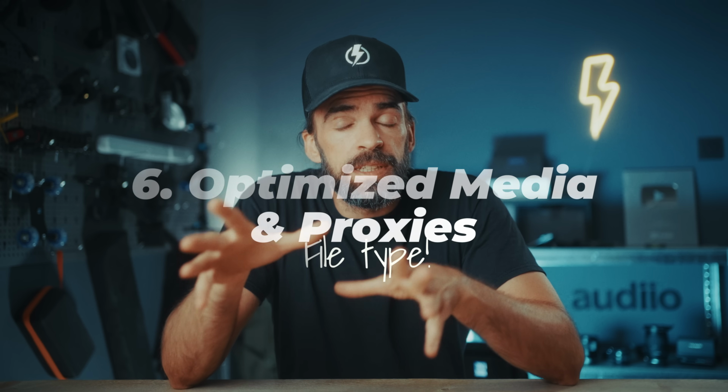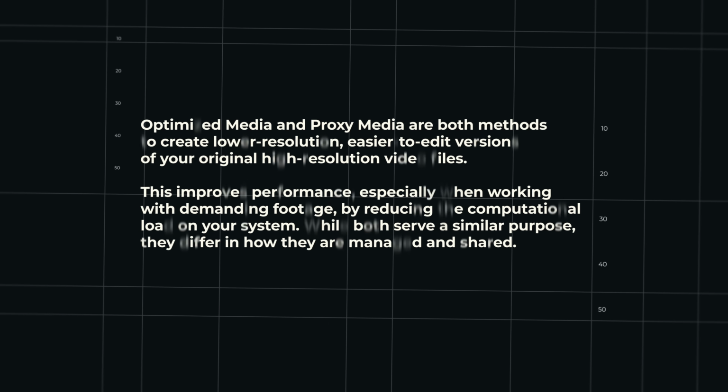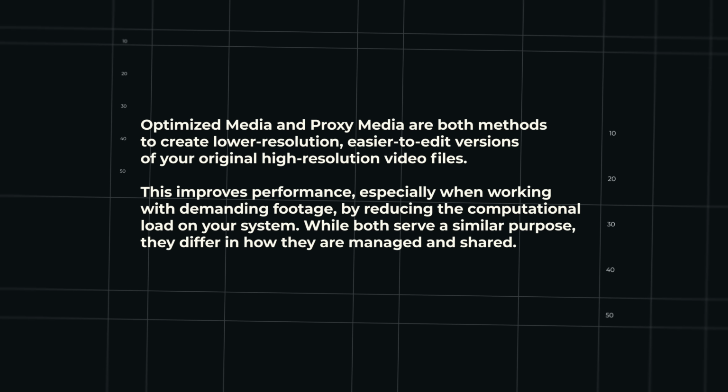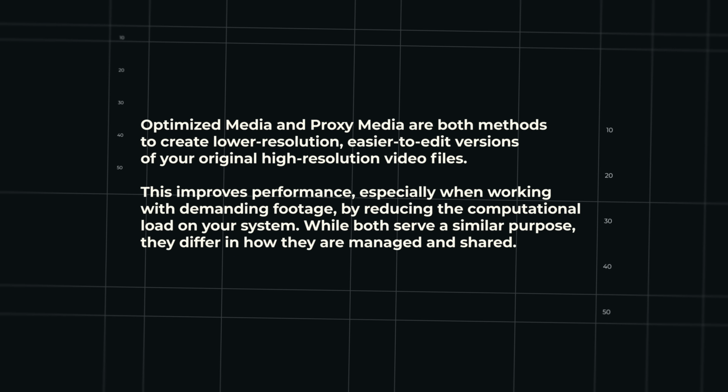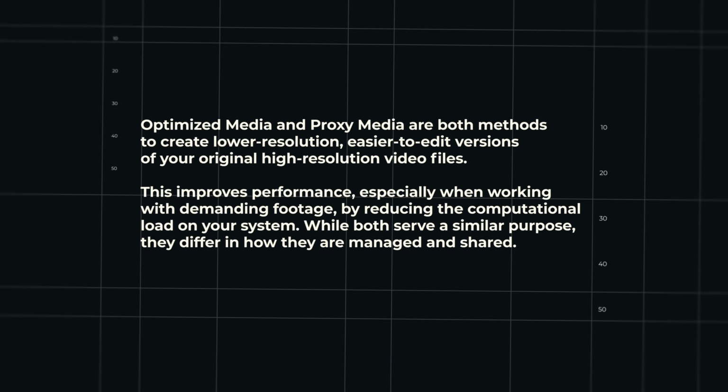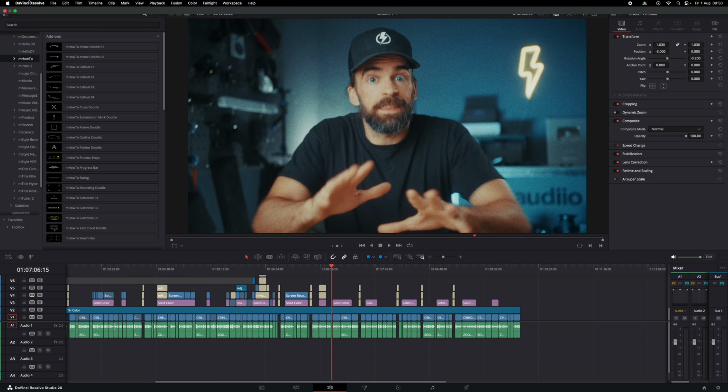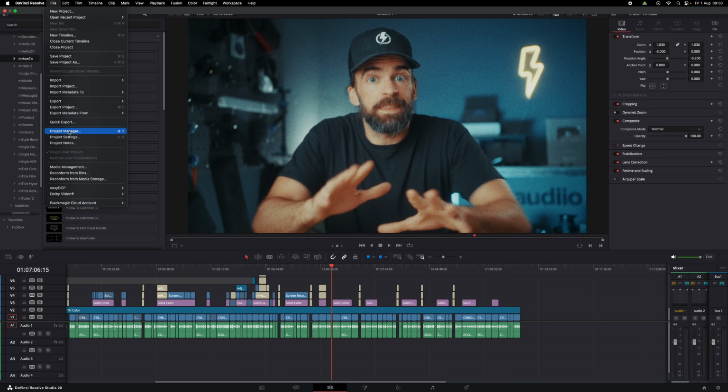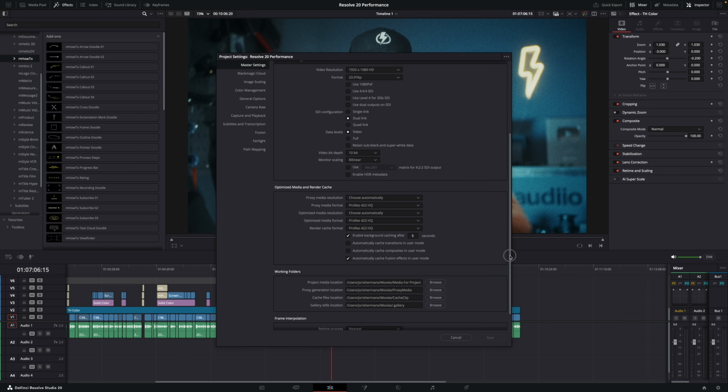And then we have proxies and optimized media. Both of these features are super useful for when your computer is struggling, because they allow you to generate lower resolution media, and then Resolve will use those low resolution media while editing. And it really works, but there's something you need to check first before you use these features. It's super important. So in the project settings, you can adjust the settings for proxies and optimized media, right?